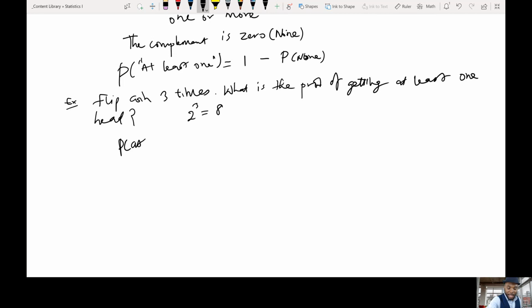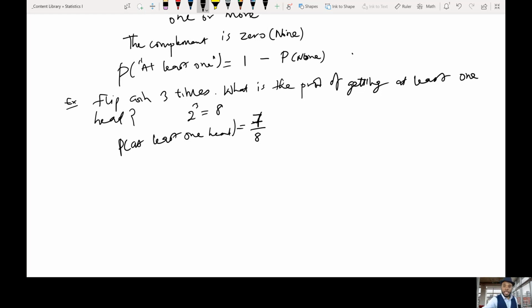So it means that the probability of at least one head is 7/8. Okay, that's easy to do. So we know the sample size, which we've seen earlier, and there's only one single event, which is tail, tail, tail, and the rest is 1 or more. So that's 7/8.